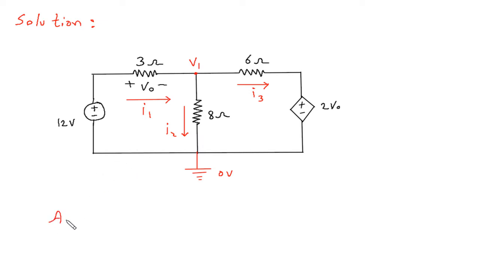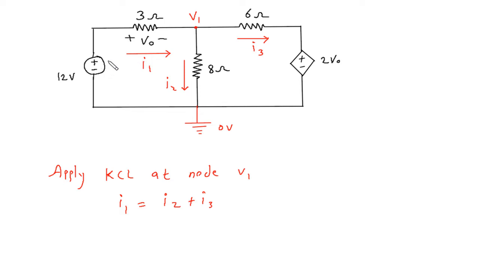So we will apply KCL at node V1. So at node V1, summation of all the entering current at this node is I1, which is equal to summation of all the leaving current. Leaving current is I2 plus I3.